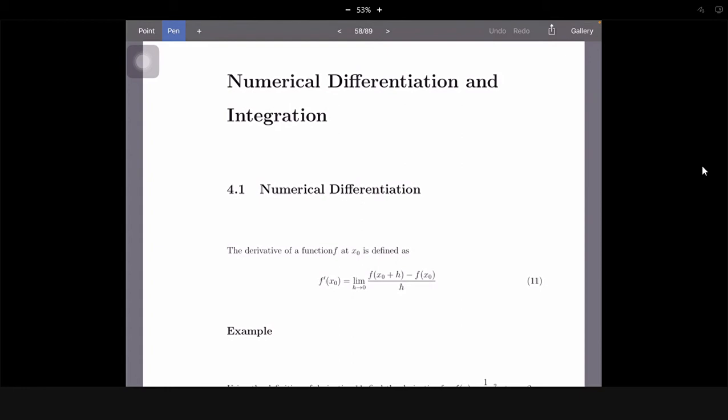Okay. Kalau you tengok equation 11 tu, familiar tak berkenaan dengan this formula? The derivative of the function f at x0 is defined as f prime x0 is the limit. Okay, dia melibatkan limit h approaches 0, the function of x0 plus h tolak f x0. Familiar tak? What is this? What is the name of this formula?